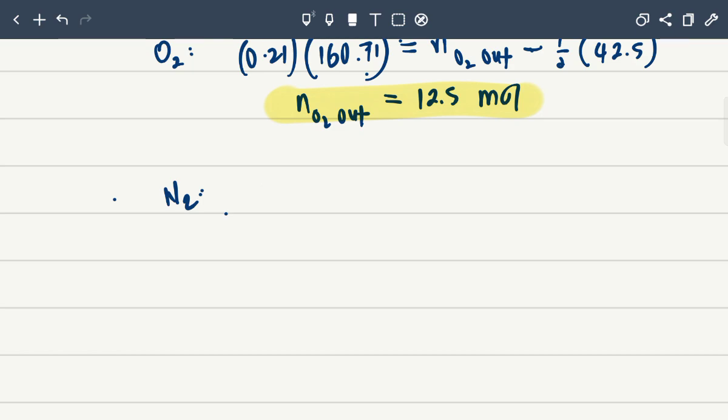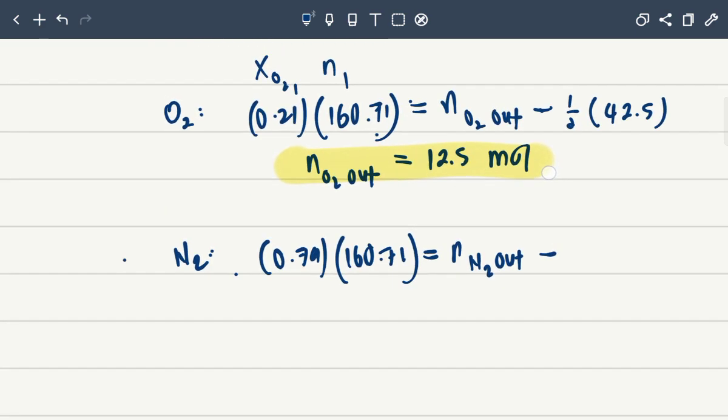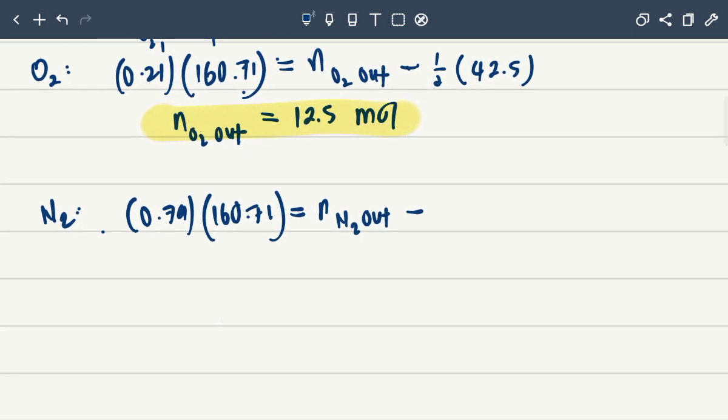Maaf. 0.79, 160.71 and 2 outs ada ke? Adalah, mestilah ada kan. Kalau dia masuk dekat dalam tu mestilah ada. So minus kosong lah sebab dia tak ada dalam chemical equation. So the whole expression tu akan jadi kosong.